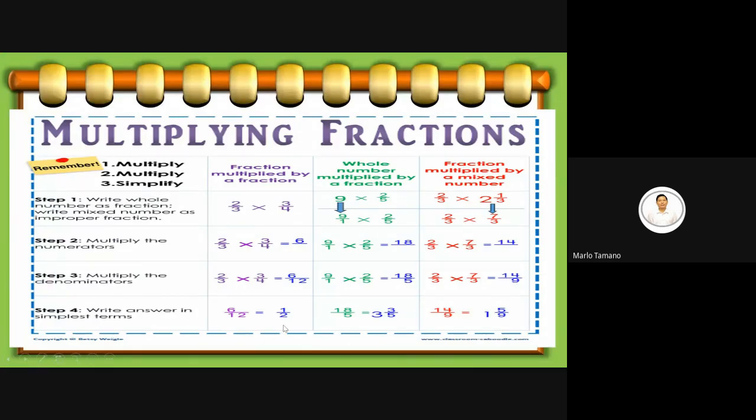Sige, i-cross multiply natin kung equal. 2 times 6 is 12. 12 times 1 is 12. So, are they equal?